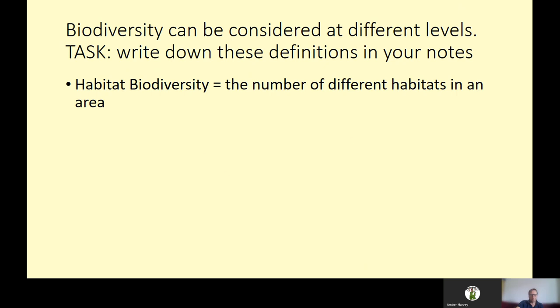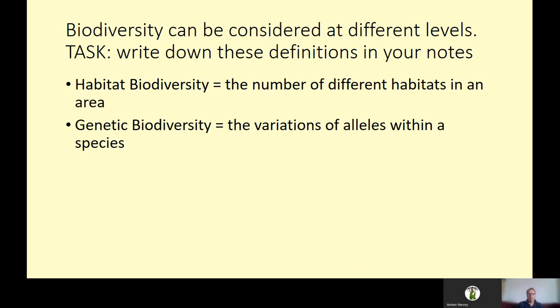The second thing is genetic biodiversity. That is basically the variations within a species. So there might be one particular species within that area, but there might be lots of variation of that species. You might get lots of different types, lots of different alleles within that species. So that's looking more at a species rather than the habitat and the ecosystem itself.